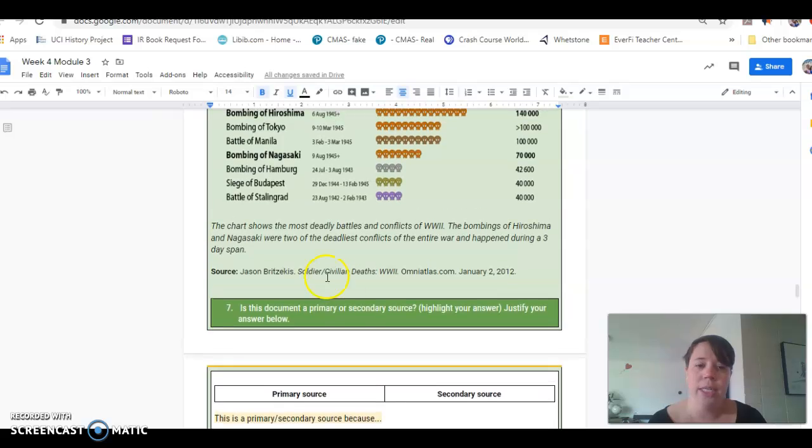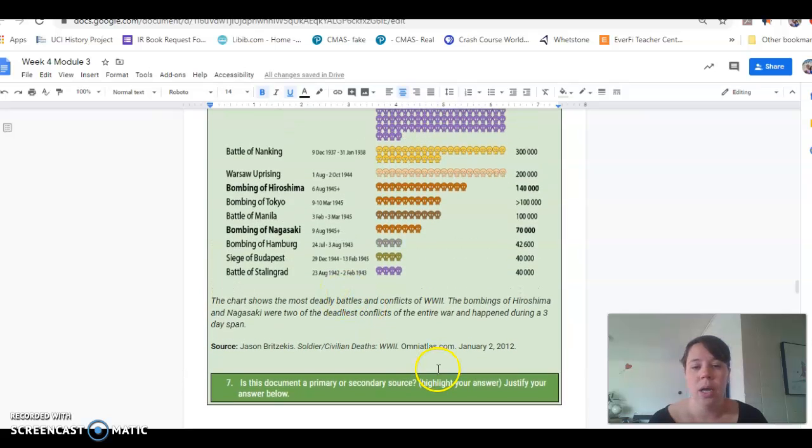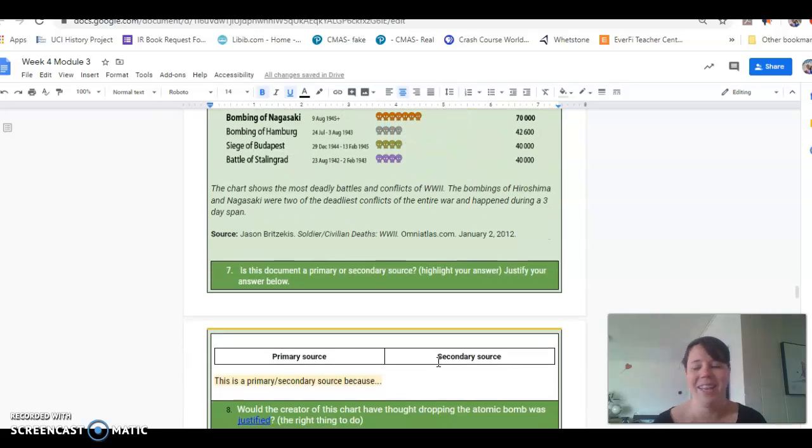This comes from Jason Brzezinski. He's a soldier. This is Soldiers and Civilian Deaths, World War II, OmniAtlas.com, created on January 2nd, 2012. So looking at this document, you have to decide if it is primary or secondary, and then you're justifying your answer below. So again, this was created for a website in January of 2012.